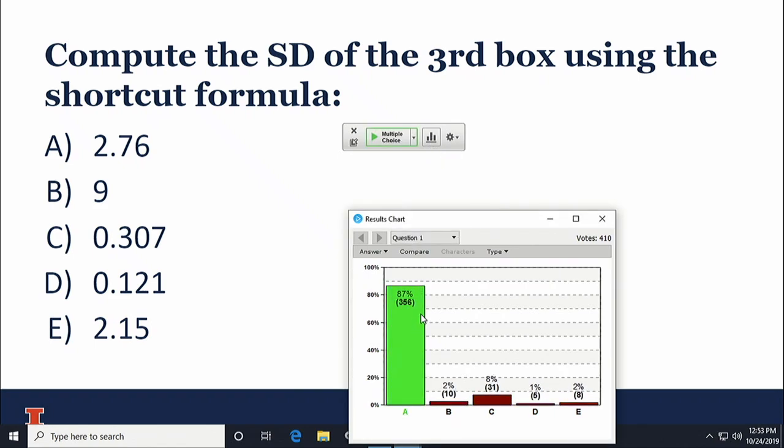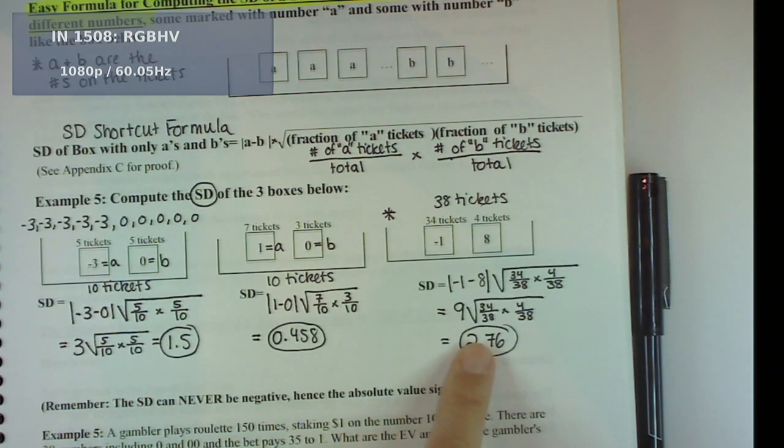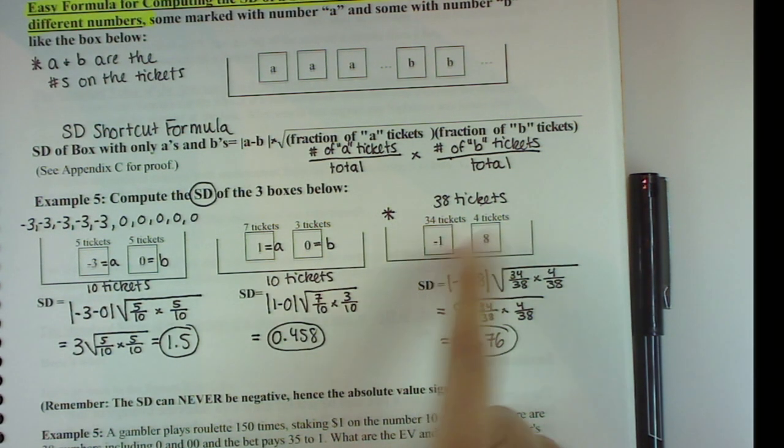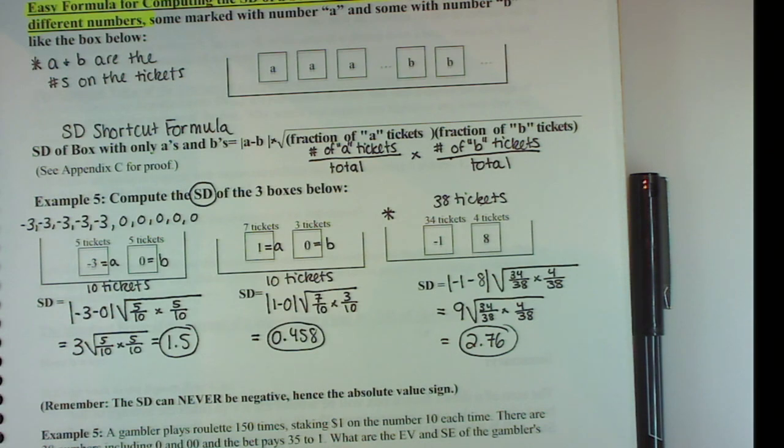And most people said A. Yay, that was good. 87%. That looks great. It should be 2.76. That is exactly what I got. 9 times the square root of, there's 34 negative 1s and 4 8s. So that looks great. All right.